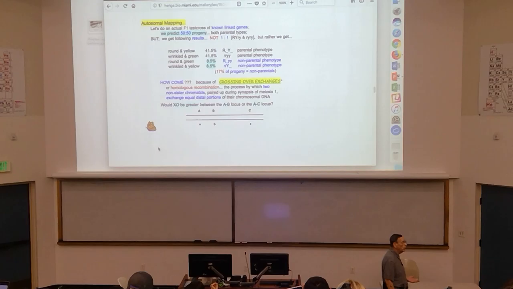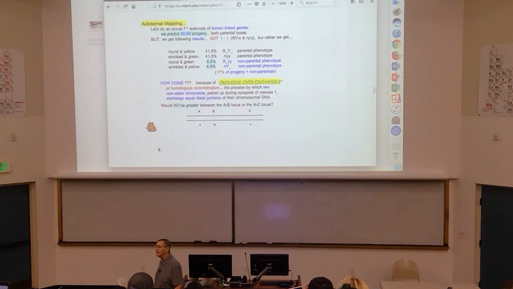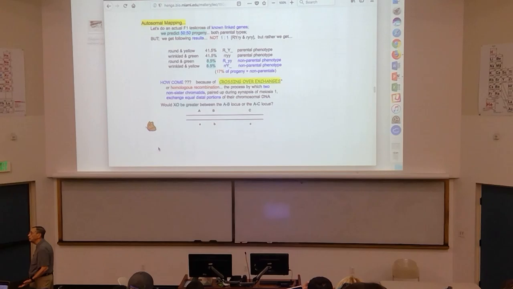However, when I look at the progeny, what do I see? I see some that are like the parent, 45% are like one parent. Remember, the parent was a heterozygote, and we crossed it to a homozygous recessive. Those are the parents. But that's not all the progeny. You get a whole bunch that are not like either parent. How can that happen? Well, the only way that can happen is if you exchange genetic material between those chromosomes.